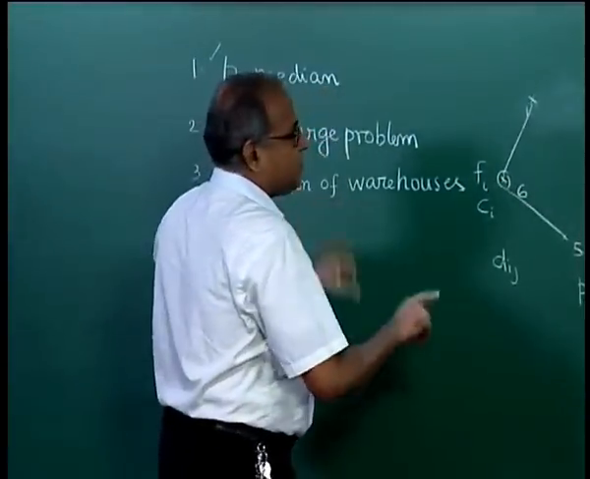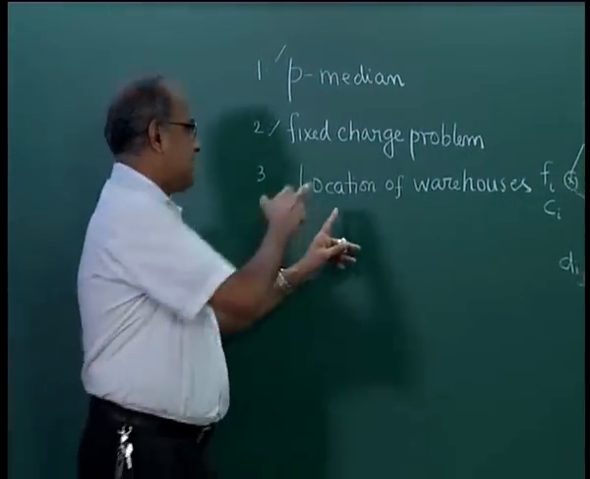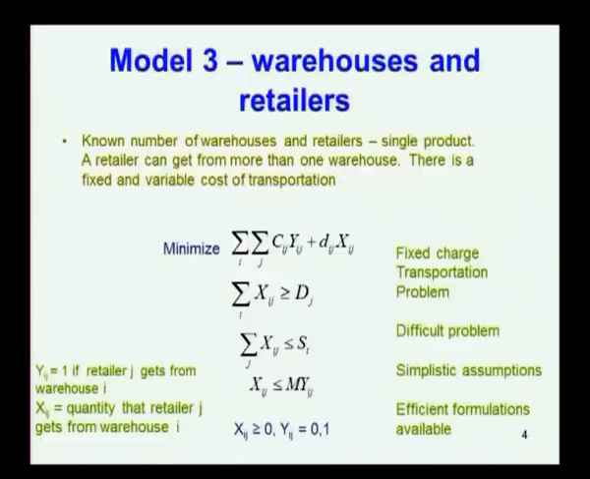Now with this background we move to model 3, which talks about warehouses and retailers. We will visit this location of warehouses later. So this model talks about warehouses and retailers, where we have a known number of warehouses and retailers. We are talking of a single product. We also say that the retailer can get items from more than one warehouse and there is a fixed and variable cost of transportation.